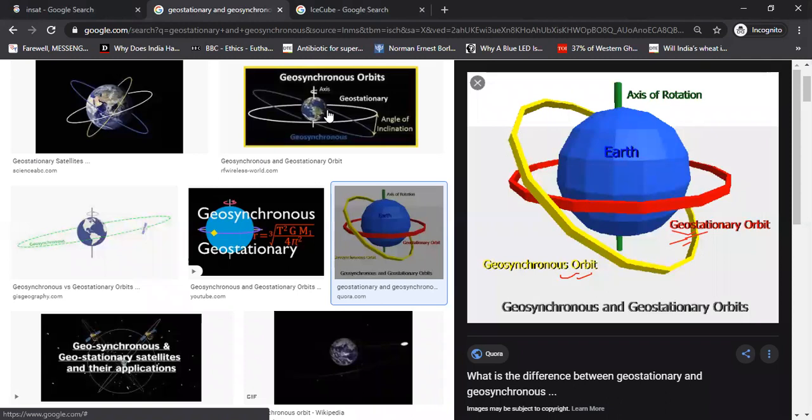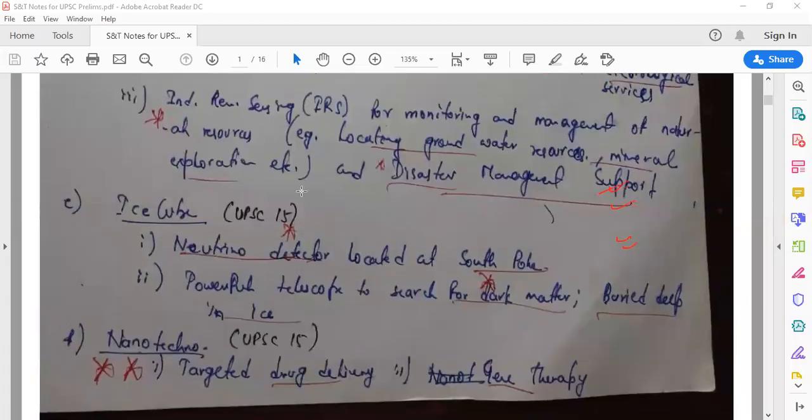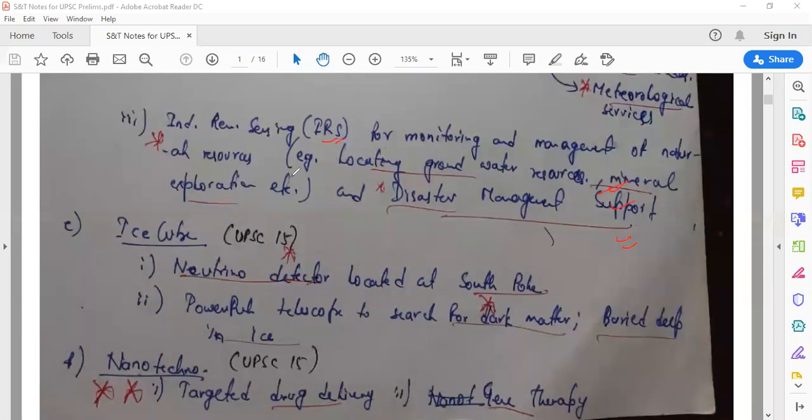Now let's go back. So what they were saying is INSAT is a geostationary satellite which is used for telecommunication purposes, television broadcasting, and meteorological services. These are the purposes of INSAT. Now we have seen that there are two major operational systems of the Indian space program. Second is IRS, that is Indian Remote Sensing satellites. They are used for monitoring and management of natural resources. What are the examples? Locating groundwater resources, mineral exploration, and disaster management support.